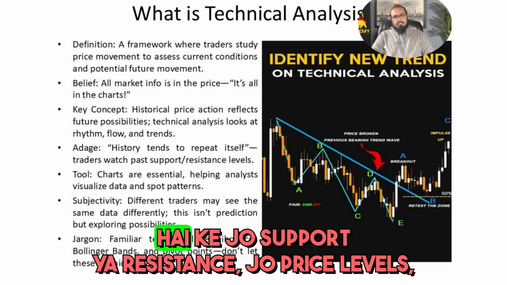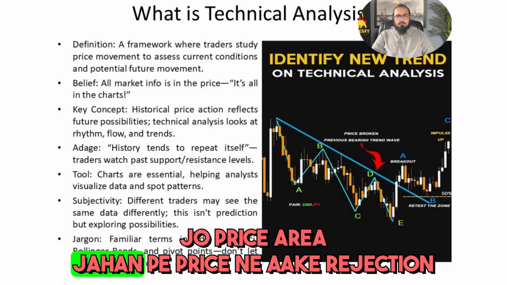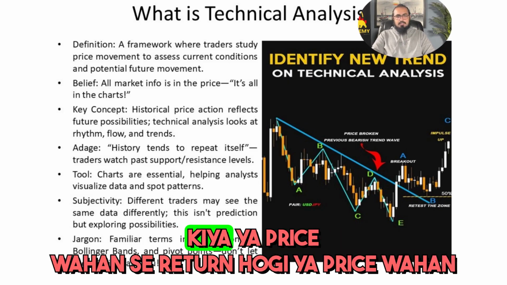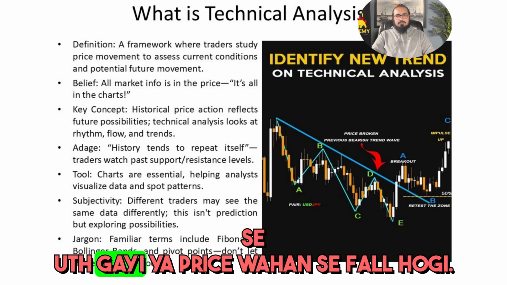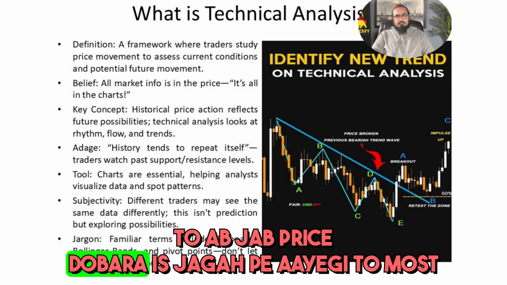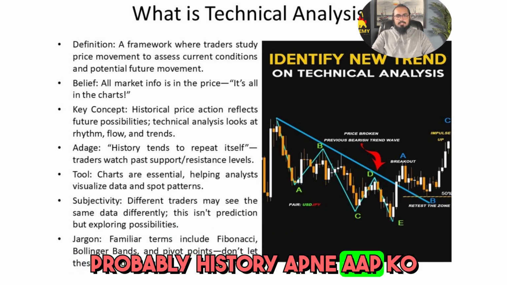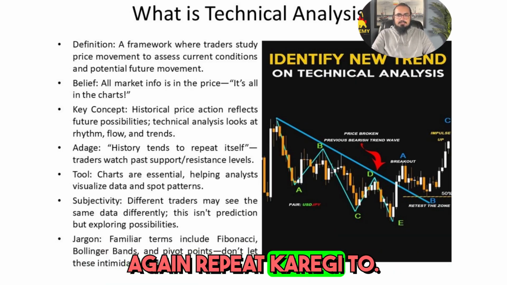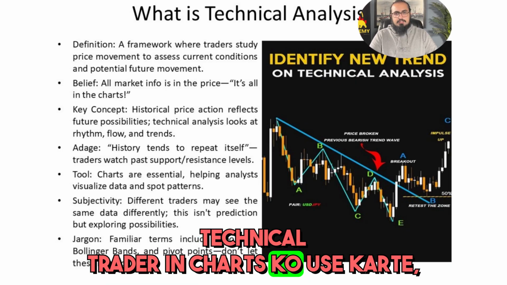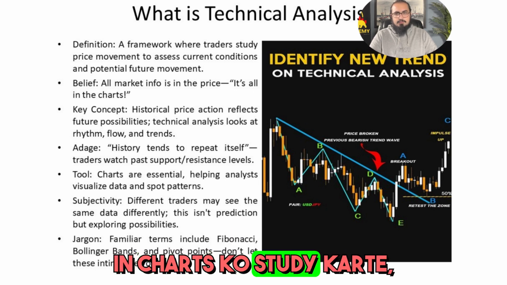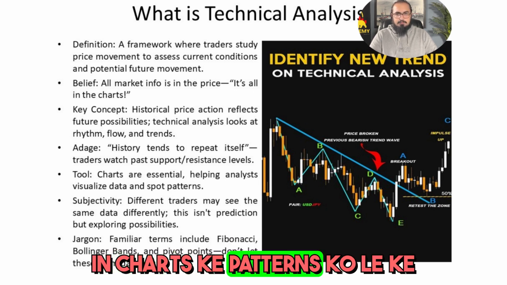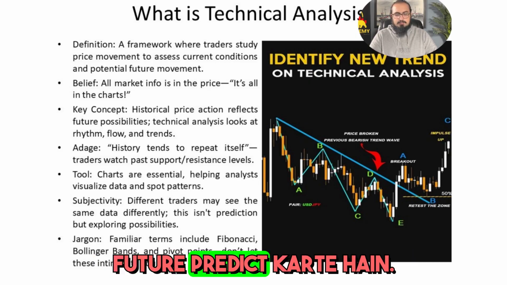Similarly, on the charts, briefly, there are support and resistance, the price levels, the price area, where the price gets rejected, or the price will return from there, or the price will rise from there, or the price will fall from there. So now when the price comes to that place again, most probably history will repeat itself again. So technical traders use these charts. They study these charts. They trade on the future based on the patterns of these charts.